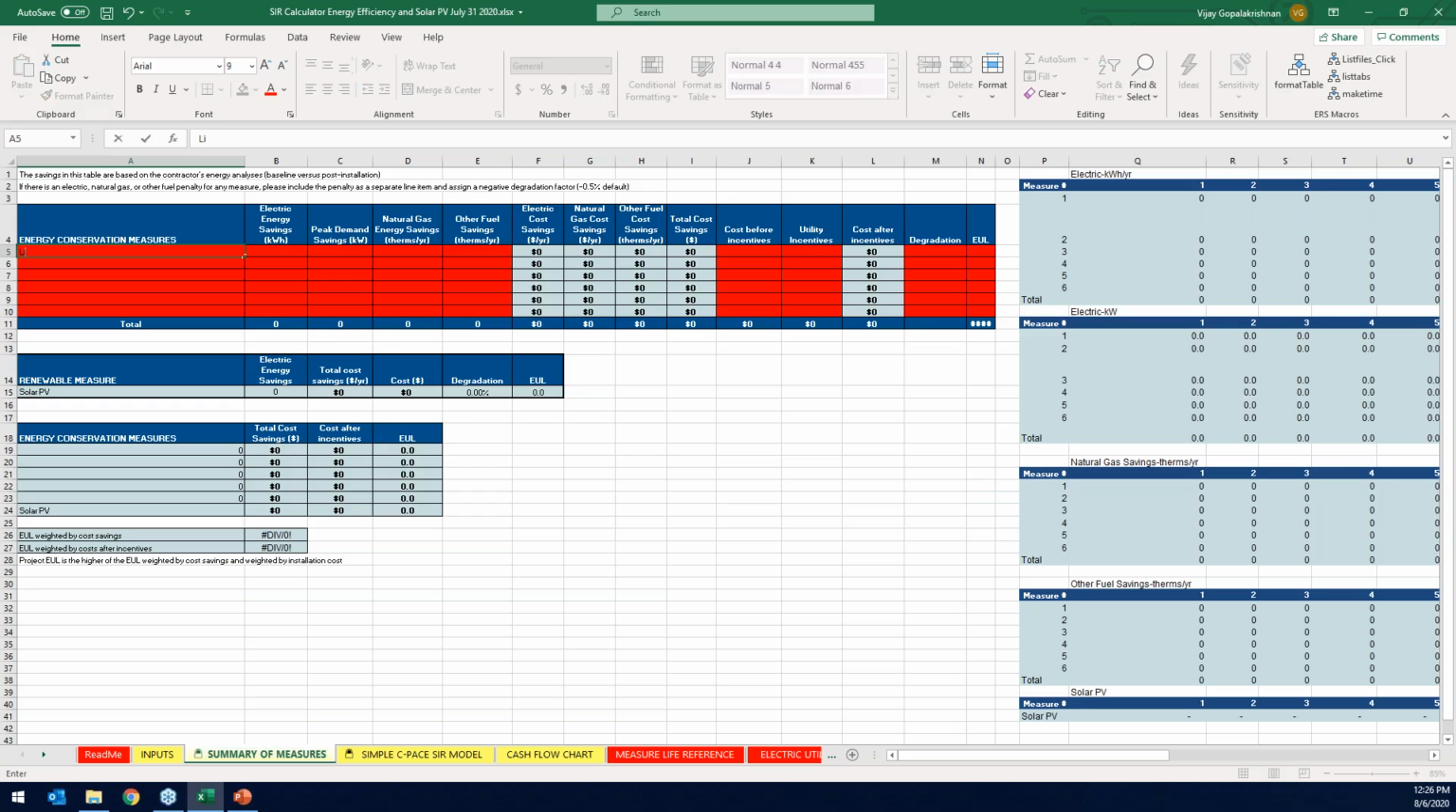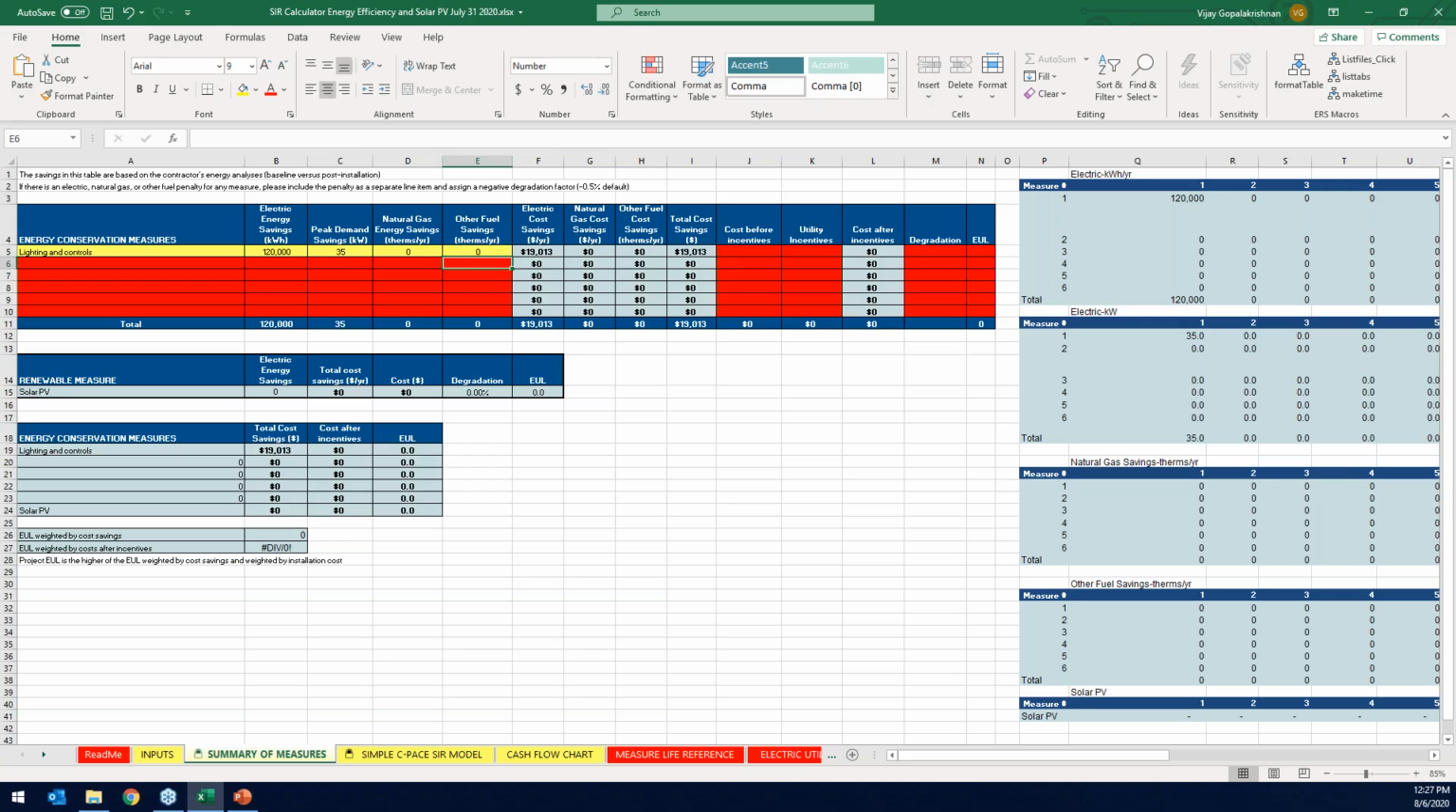The first energy conservation measure is lighting and controls. As we saw previously in the example, we have about 120,000 kilowatt hours of savings from this measure, 35 kW per month, no natural gas savings, no other fuel savings. The cost before incentives is $140,000, and the utility incentives were $90,000 for this measure. The degradation we entered is 0.5%, and the EUL is 15 years.